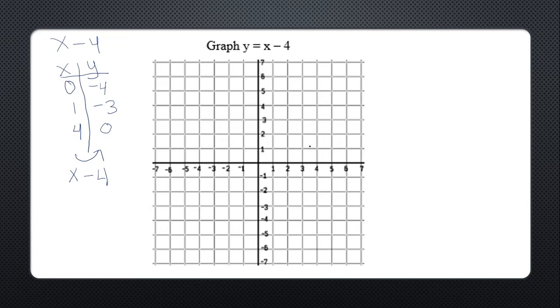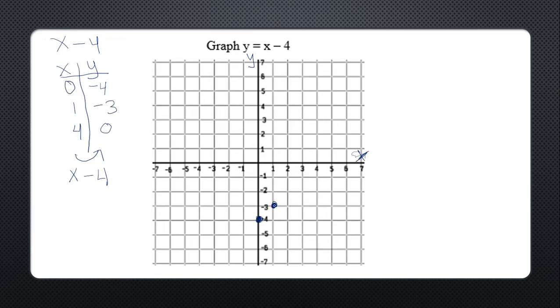So now we're going to plot these points. All right, so I'm going to go, if this is my y-axis, and this is my x-axis, it helps me to label the axis as I'm doing them. I'm going to go 0, -4. All right, so it's on the y-axis. That's my first ordered pair. Then I'm going to go 1, -3. That's my second ordered pair.